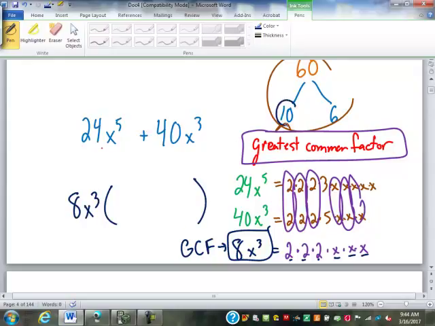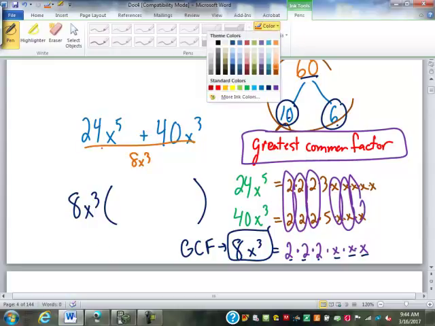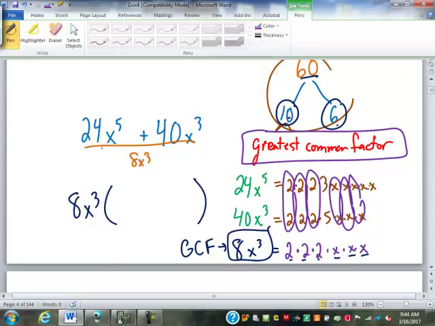Now just like up here when we decided to take out the 10, we did 60 divided by 10 to see what was left over. We're going to do the same thing here. We're going to take this divided by the 8x to the 3rd to see what's left over. So 24x to the 5th divided by 8x to the 3rd is 3x squared. And 40x to the 3rd divided by 8x to the 3rd is just 5.